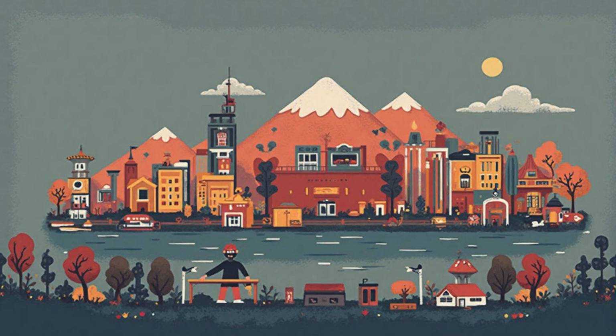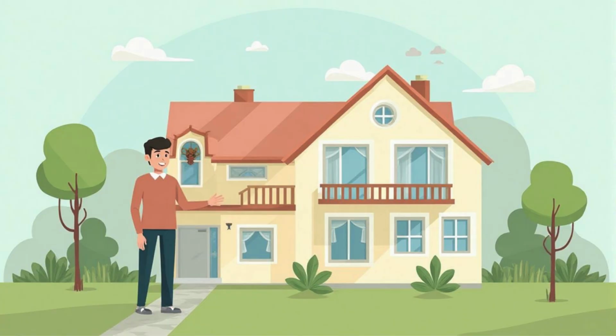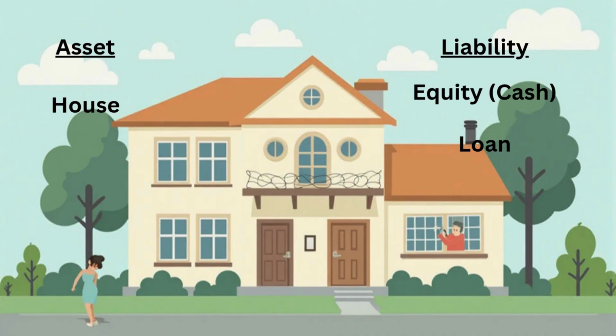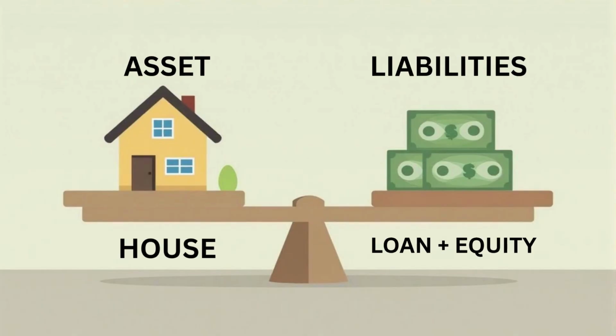Let's look at a simple example to bring the balance sheet equation to life. Imagine you buy a house worth $50,000. You pay $20,000 from your savings and take a loan of $30,000. Here, the house is your asset, financed by a liability, the loan, and your equity, your savings. This mirrors the balance sheet equation: assets equal the sum of liabilities and equity. Such real-life scenarios help make the abstract numbers on a balance sheet more relatable and easier to understand.